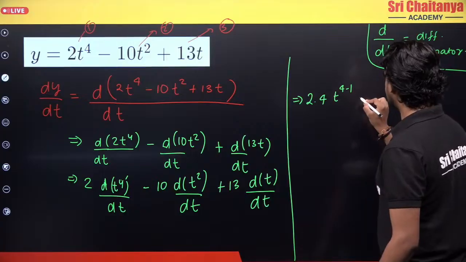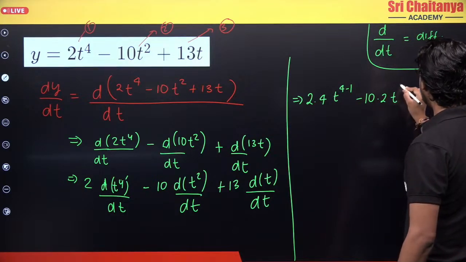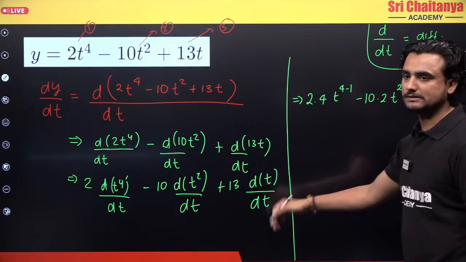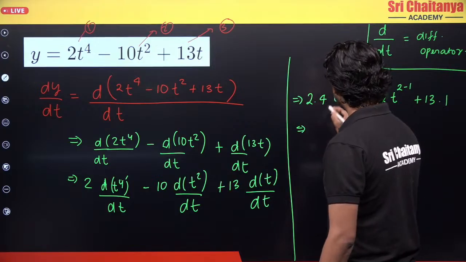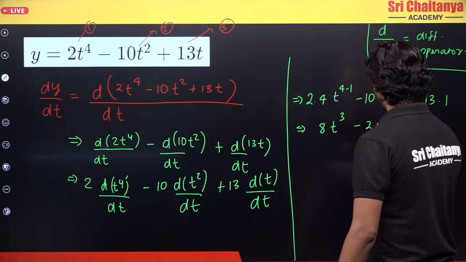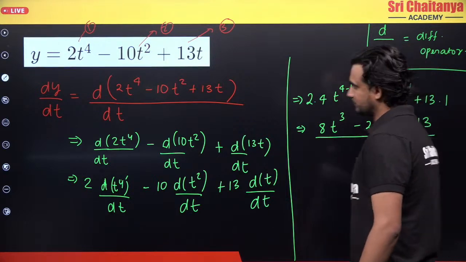Minus 10 into this 2 will jump forward, and I will write t power 2 minus 1, plus 13, and differentiation of t with respect to t is 1. So finally I have 1. So what do I have as the final answer? Finally I have 8t power 3 minus 20t, plus 13. This is my final answer.